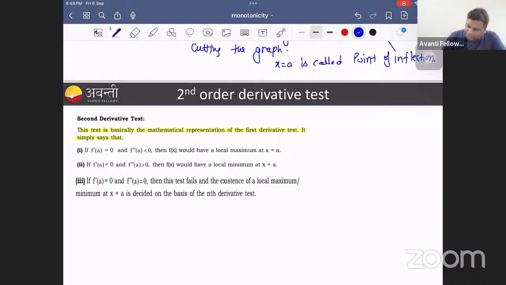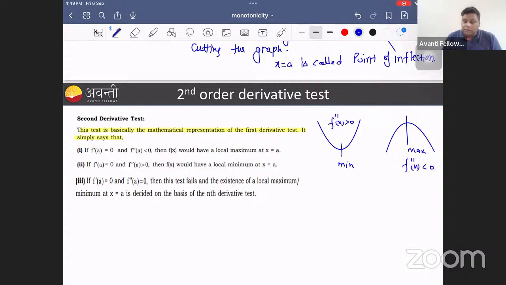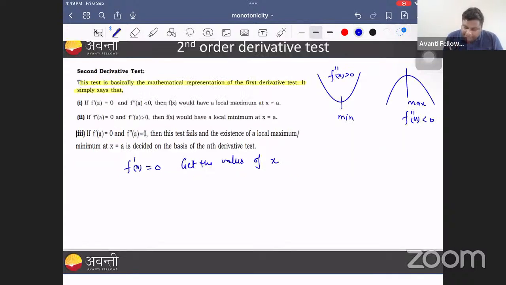Now, what happens in the second derivative test? Either the graph is like this or the graph is like this. It is minima, it is maxima. Here, the second derivative is going to be positive. Here, the second derivative is going to be negative because of their concavity. So first of all, you do f dash x equals 0. Get the values of x. Now, at these values of x, you find the second derivative.